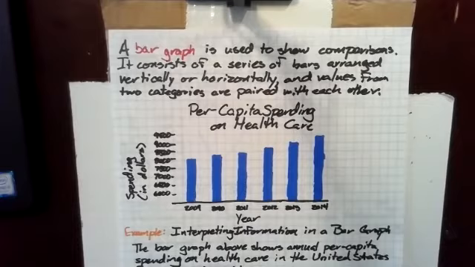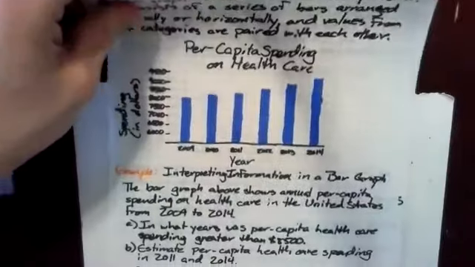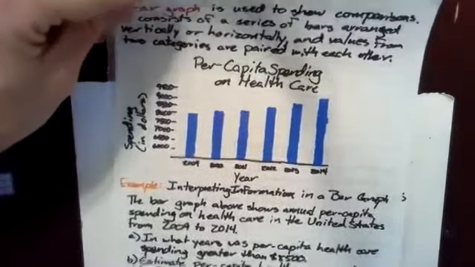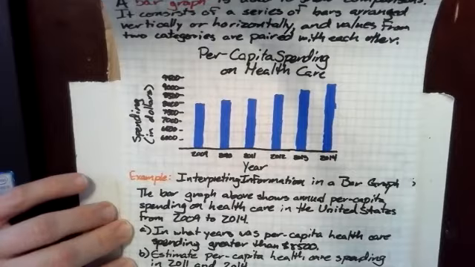The bar graph shows annual per capita spending on healthcare in the United States from 2009 to 2014. Per capita means per person. In what years was per capita, let's bring this up a bit so we can see the questions. In what years was per capita health spending greater than $8,000?